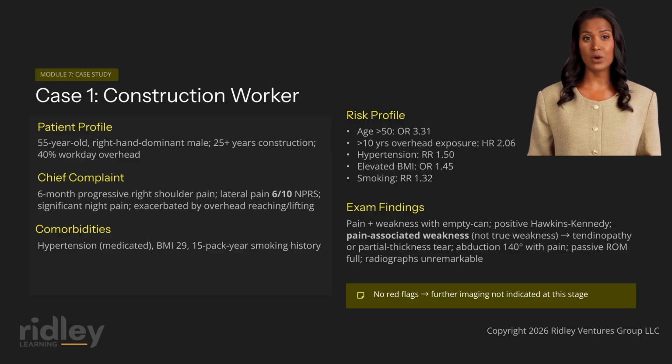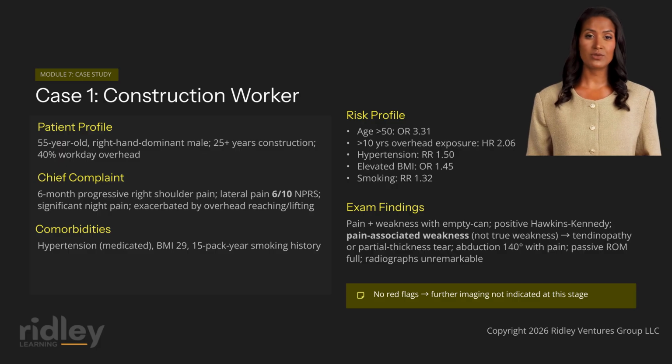This patient's risk profile is substantial: age above 50 years, which more than triples the risk of rotator cuff tendinopathy; prolonged overhead occupational exposure exceeding 10 years, which roughly doubles the risk of rotator cuff disease surgery over time; hypertension, which raises the risk by approximately half; elevated body mass index, which modestly but reliably increases the risk; and smoking, which modestly but measurably increases the risk as well.